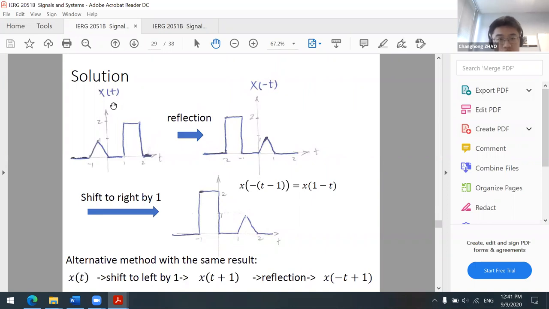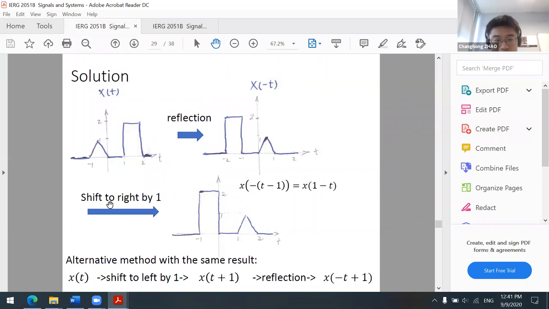Okay, the next transformation is to start from x of t, obtain x of 1 minus t. This is a little bit complicated. To complete this kind of transformation, we actually need multiple steps. In this example, we need two steps. The first step, well, there are different methods or different routes that lead to the final result. So here, let's choose one of those methods. The first step is to do a reflection, x of t to x of minus t, which we did before. And the second step is to shift the signal.